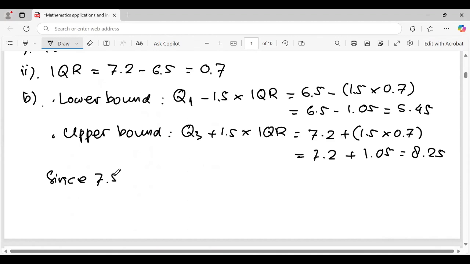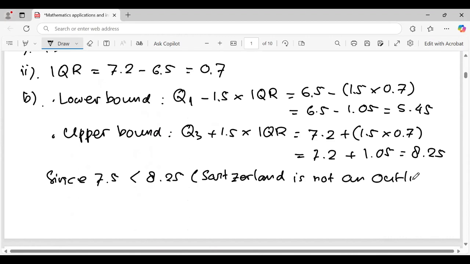So we can state that since 7.5 is less than 8.25, it means that Switzerland is not an outlier. So Switzerland is not an outlier.